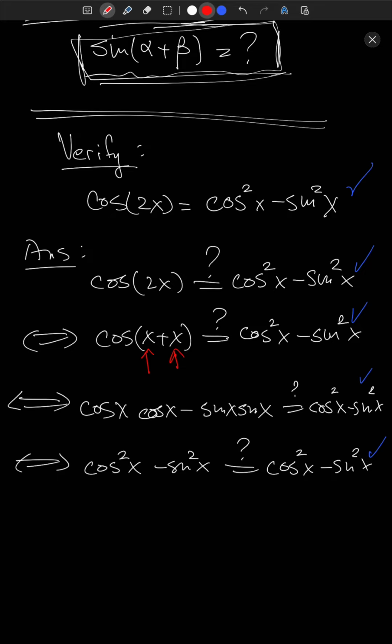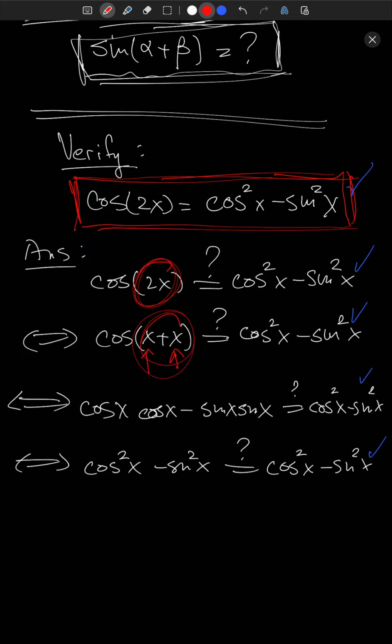All right, we're all set in terms of how to use our identity, at least at the moment. By the way, this identity right there is going to be one of the identities we'll talk about officially in a couple weeks. This verification is actually where it comes from. This verification tells us that this identity is actually true. It's just simply the idea that we can write 2x as x plus x. That's the key.